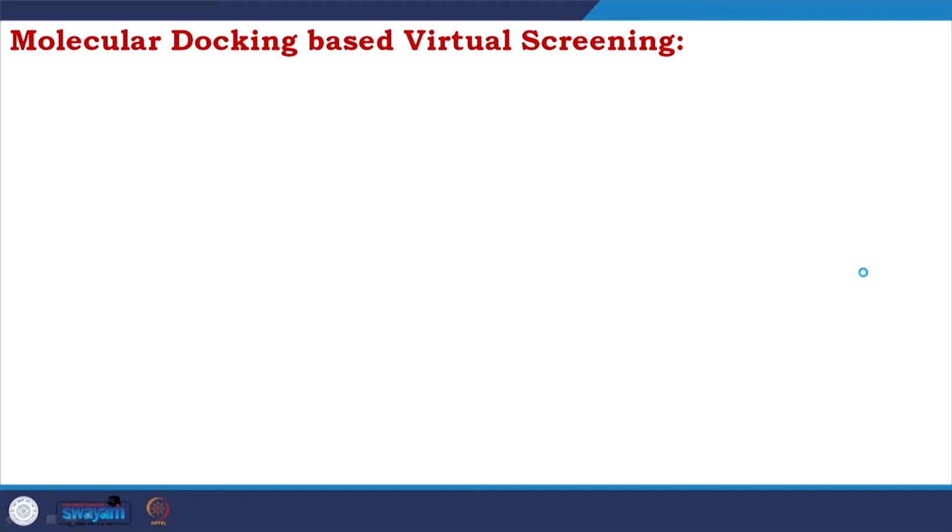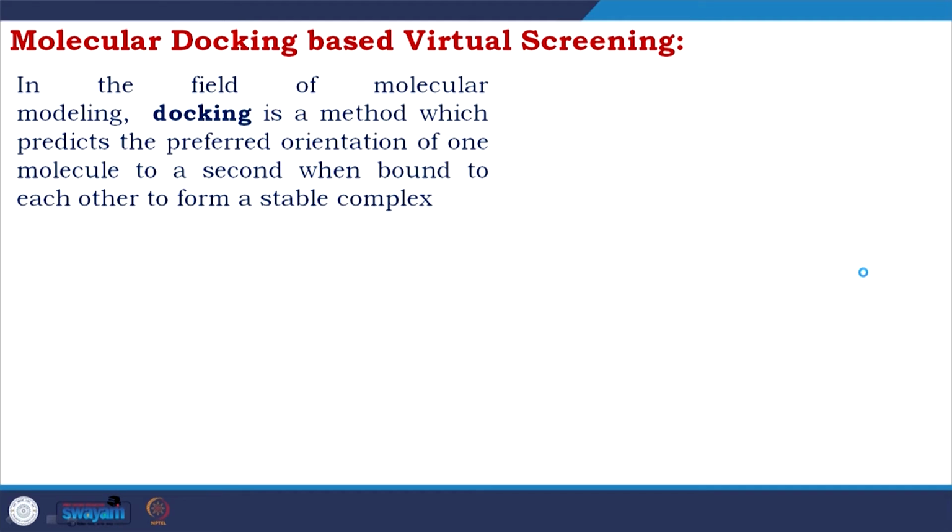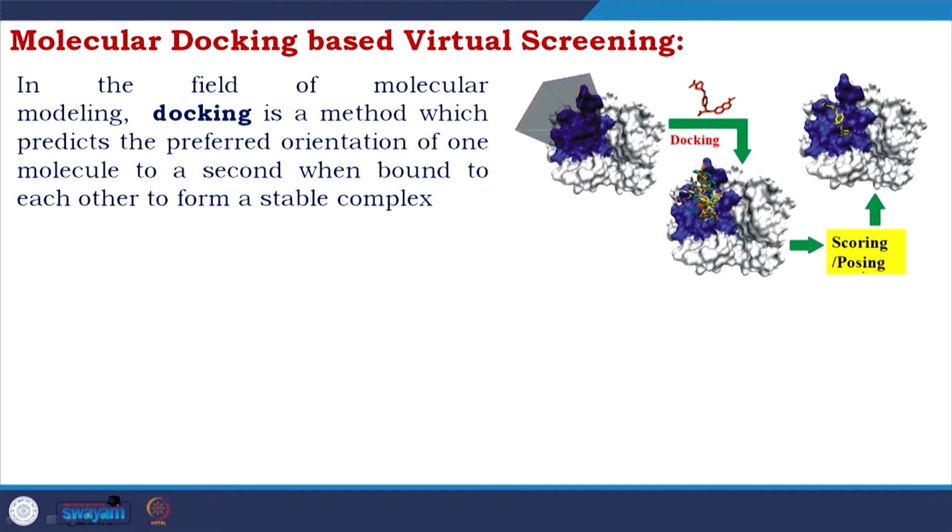So, continuing, in the field of molecular modeling, docking is a method which predicts the preferred orientation of one molecule to a second when bound to each other to form a stable complex. So, when you want to do drug designing, you do docking. This is the process of docking, and then you have to choose by getting the pose and scoring it.